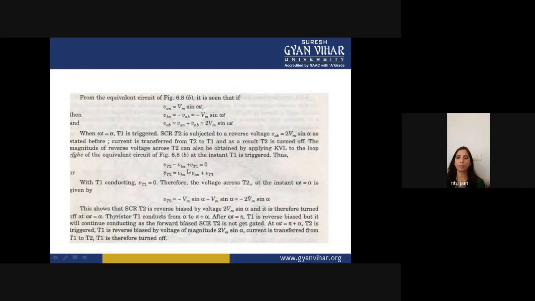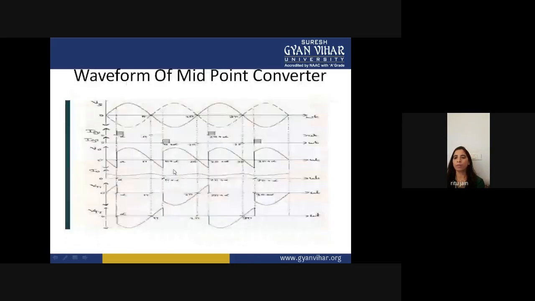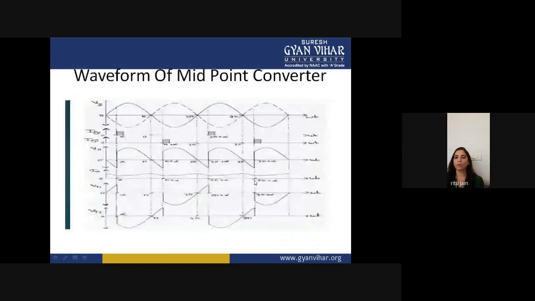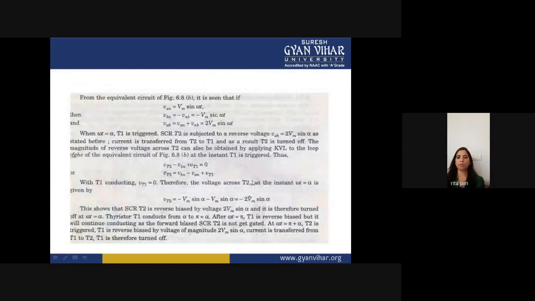I have already explained this. When you apply KVL across this loop, you will get this equation: VT2 minus VBN plus VAN plus VT1 is equal to 0. So the voltage across the thyristor is equal to VBN minus VAN plus VT1.